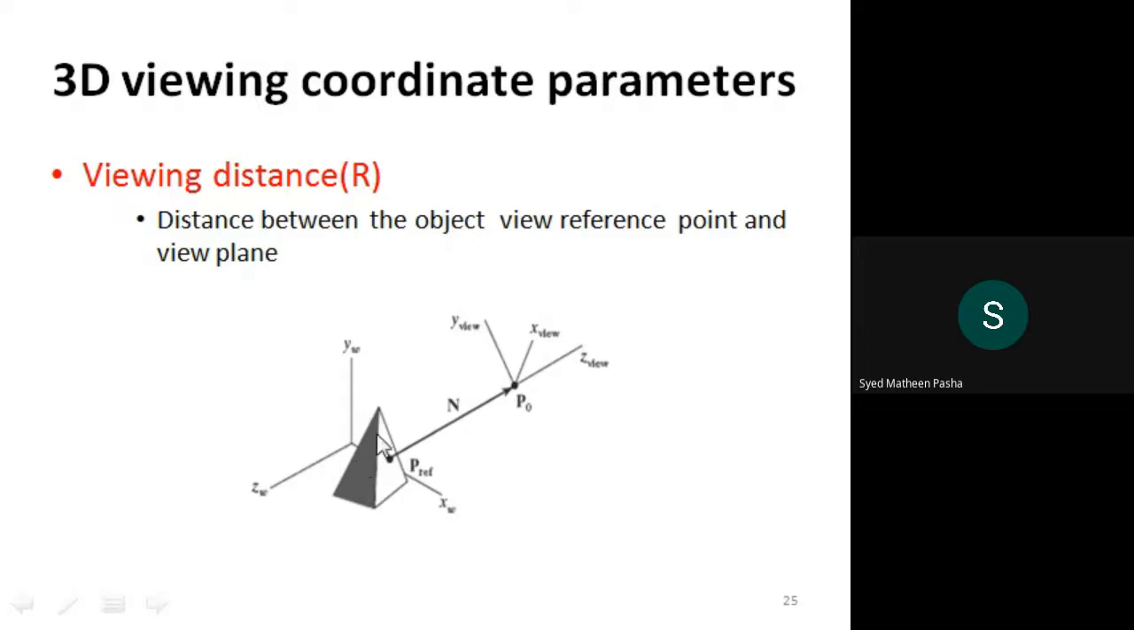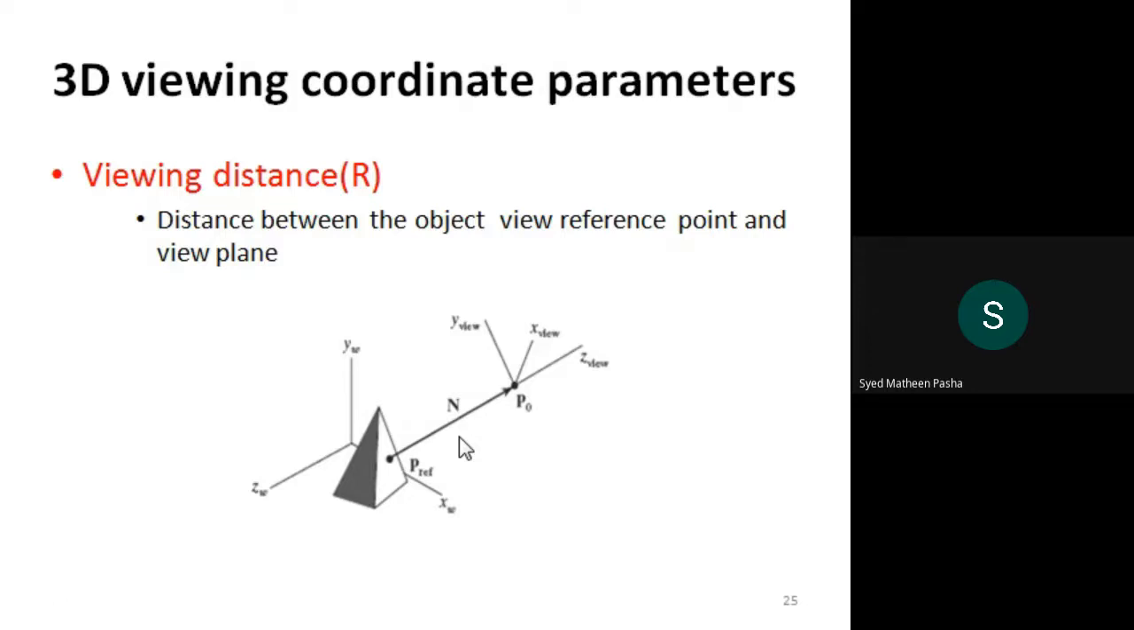Suppose this is an object represented in the three-dimensional view, that is x, y as well as z. This is the reference point P, and the initial point P naught, with respect to which you are defining the viewing plane in the x, y and z view. Now I have defined a normal vector here. So this distance between the reference point and the initial point is actually called the viewing distance, where the object is viewed with respect to some particular plane.